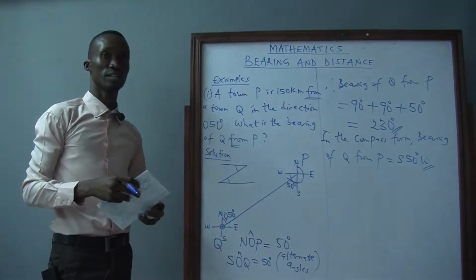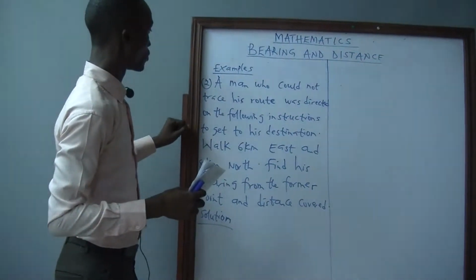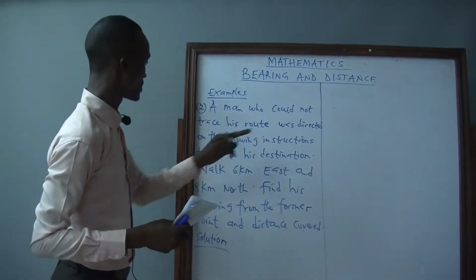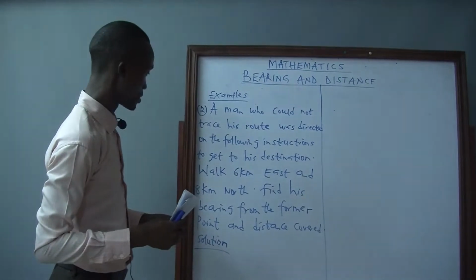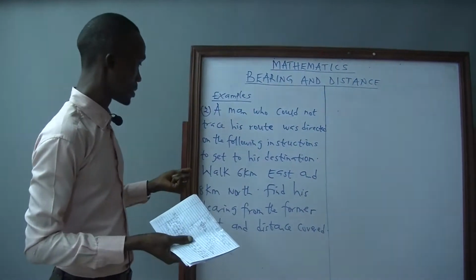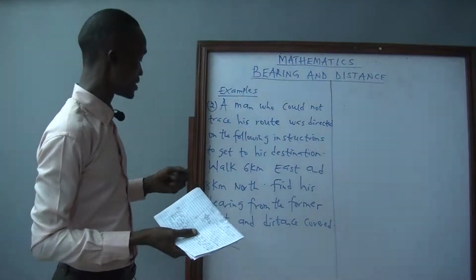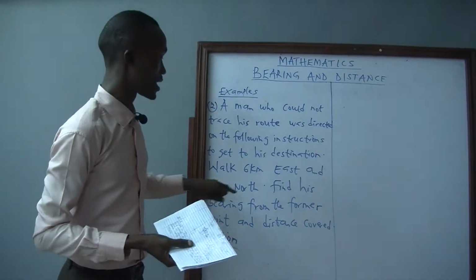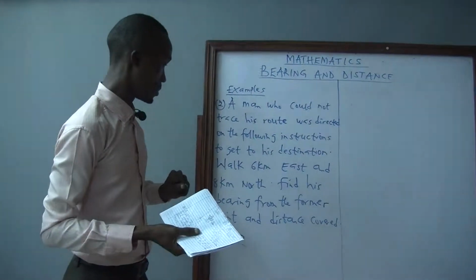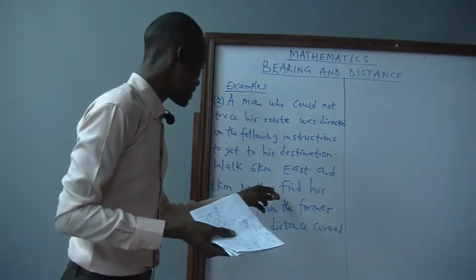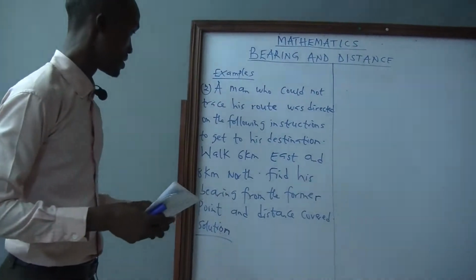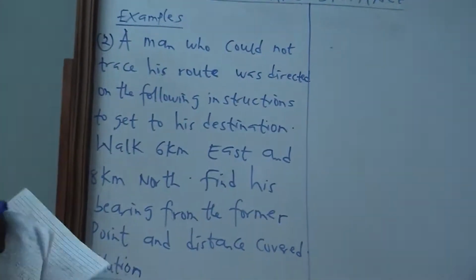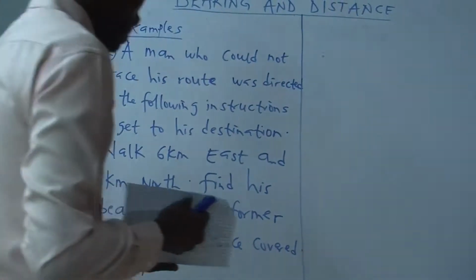Example: a man who could not trace his route was directed on the following instructions to get to his destination. The direction given to the man is he should walk 6 km east and 8 km north from a starting point. And the question is, we should find his bearing from the former point and the distance covered by the man. So we have this.